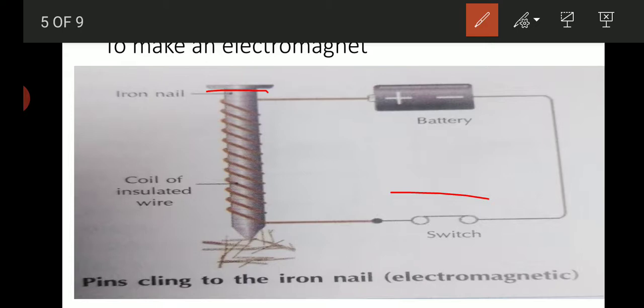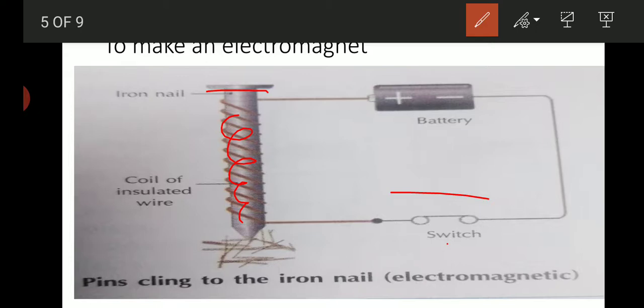Wind an insulated copper wire around the iron nail so that it may form a coil like this. Now connect the free ends of the coil of wire to the two terminals of a battery through a switch. Now place some steel pins or paper pins near one end of the iron.